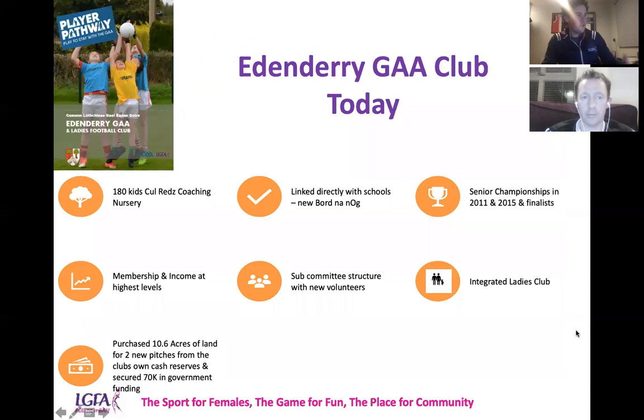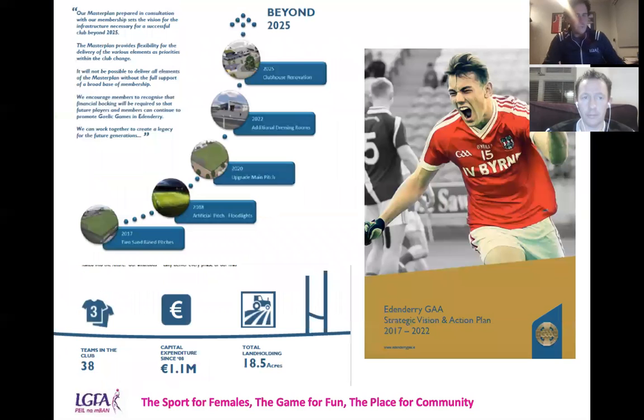In terms of where Eoghan Rua GAA Club is today, they have over 180 kids in the Cool Reds coaching nursery. They have membership and income levels at the highest levels they've been. They've purchased land to develop new pitches. They're linked directly with the schools, and they have subcommittee structures now in place, which they didn't have before. And in terms of their senior championships, they won senior championships a number of years, and they were finalists as well. But that's not the most important thing. And you can see there they integrated fully with the ladies club as well by the time that plan finished in 2015.